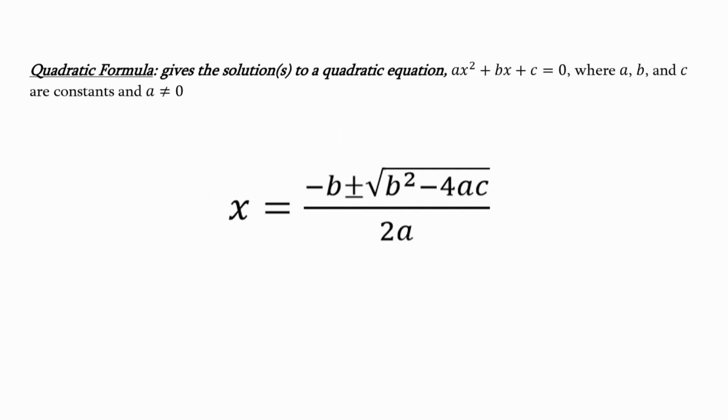The quadratic formula can give us solutions to any quadratic equation that's in the form ax squared plus bx plus c is equal to 0, where a, b, and c are constants and a does not equal 0. So this here is the quadratic formula, and it can be used to solve any quadratic equation.